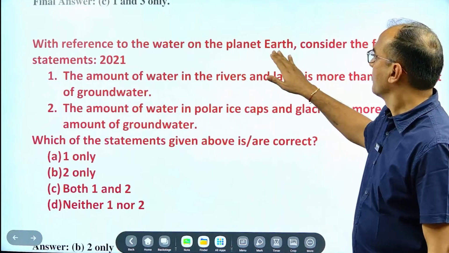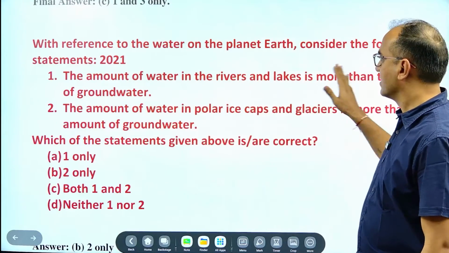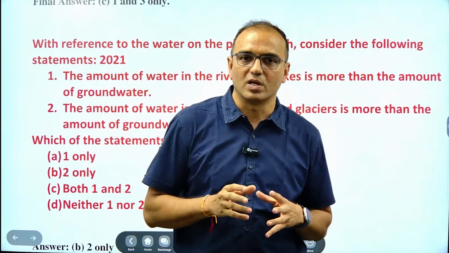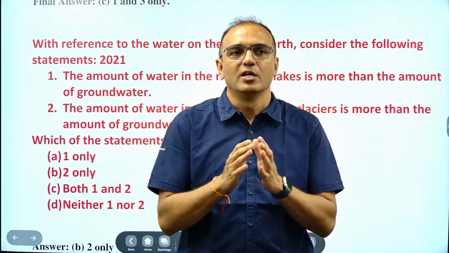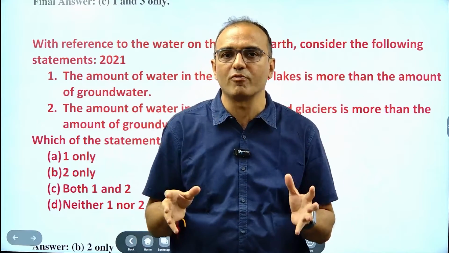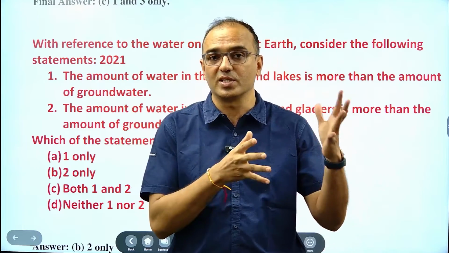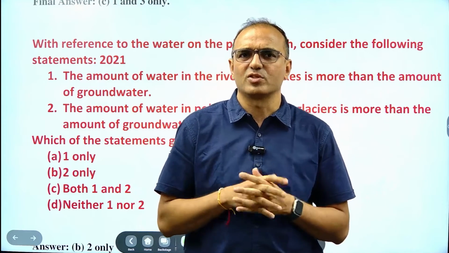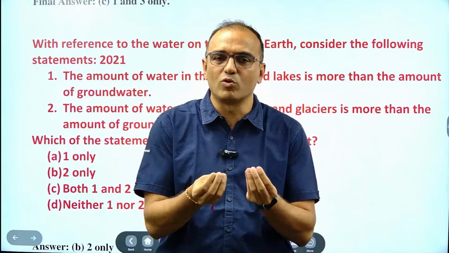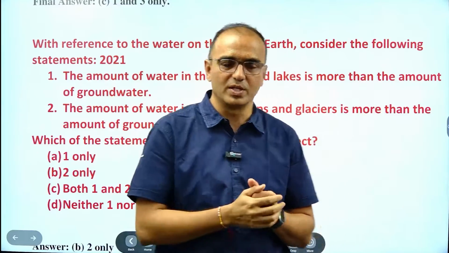With reference to the water on the planet Earth, consider the following statements. The amount of water in the rivers and lakes is more than the amount of groundwater, right? So for this, you need to have an understanding about the proportion of fresh water that is present. The whole distribution of water on the earth. So say around 97% is present, 70% is present in oceans. Nearly 97% of fresh water, a large amount of it is locked in glaciers. Then less amount is present in lakes and rivers, and then groundwater is one component.